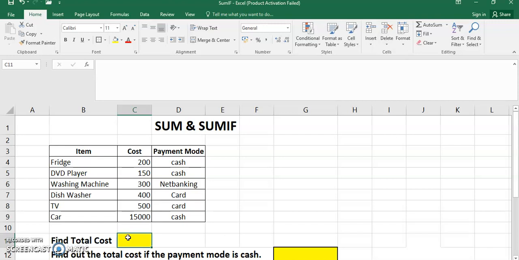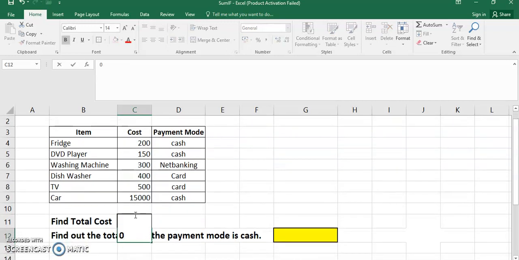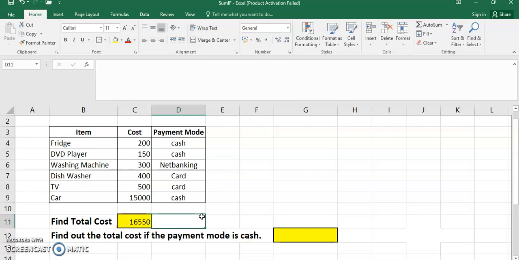Every formula has to start with an equal to sign. So I'll start the formula with an equal to sign, then SUM, then a bracket. There are arguments called number 1, number 2, which means we have to mention all the numbers which we need to add. So I'm selecting this entire range with all the values of the cost. So this is the total cost of all the items.